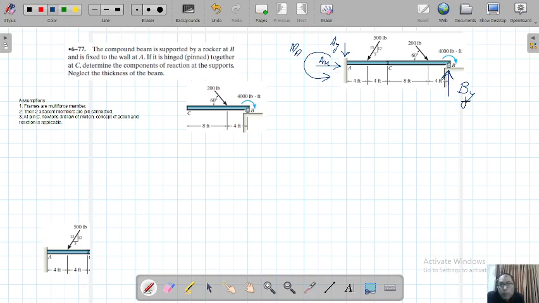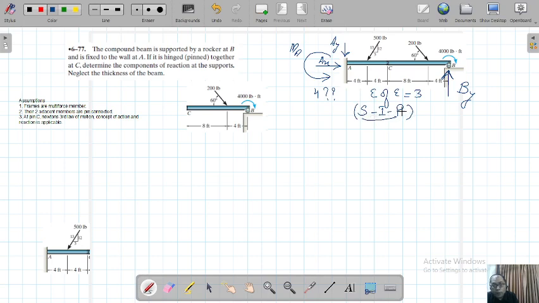So if you look at this frame, which is a compound beam, how many unknowns are there here? 1, 2, 3 and 1. So you have four unknowns and the equations of equilibrium are three. So this is a perfect example of a statically indeterminate problem.